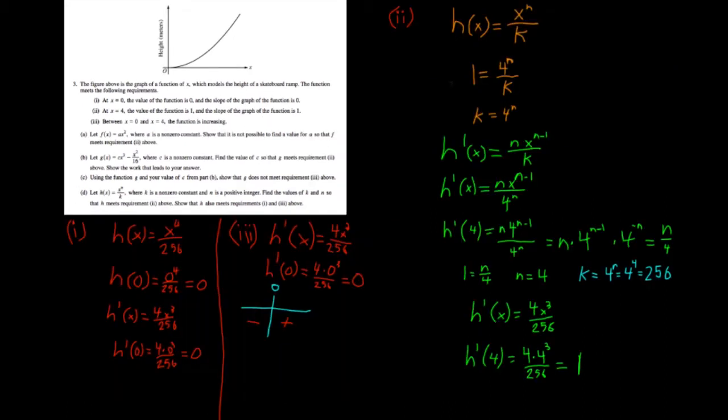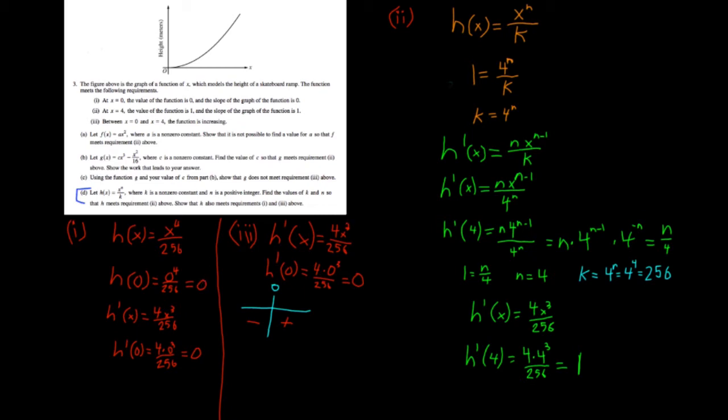Alright, so now we will be moving on to the fourth and final problem of question 3, which is D. Let h of x equal x to the n over k, where k is a non-zero constant and n is a positive integer. Find the values of k and n so that h meets requirement 2 above. Show that h meets requirement 1 and 3 above also.